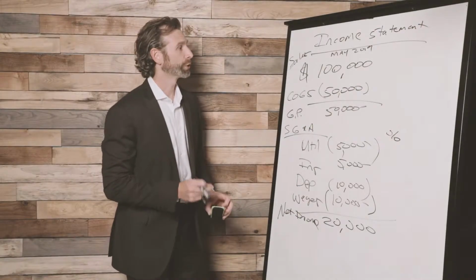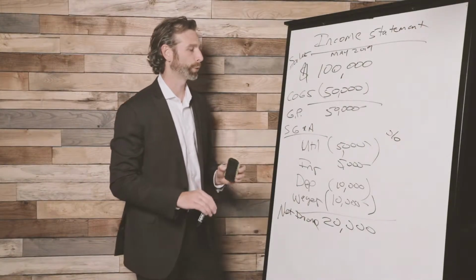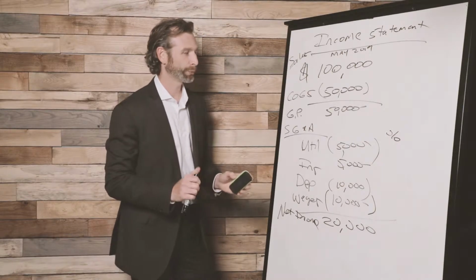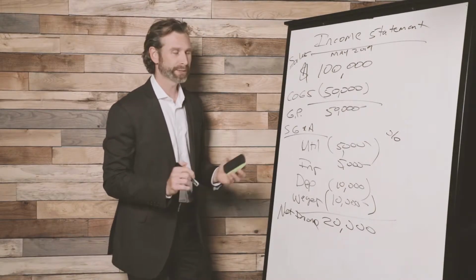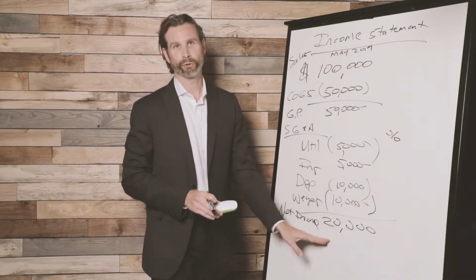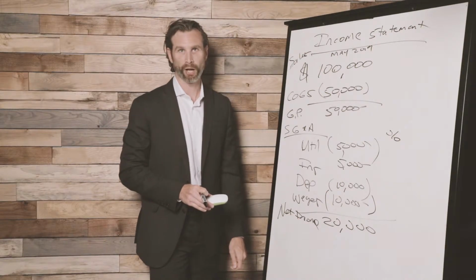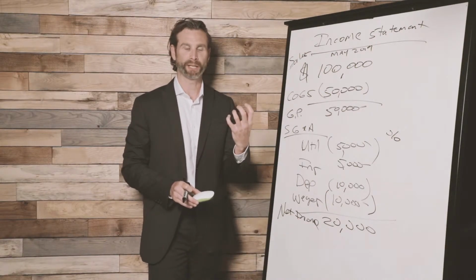The last statement I'm going to talk about, I'm probably just going to talk about a little bit more at a higher level, because there are a lot of moving parts in it. And that's the statement of cash flows. The cash flow statement basically starts with your net income number, saying, okay, during the month of May, I made $20,000. So that's basically money coming in.